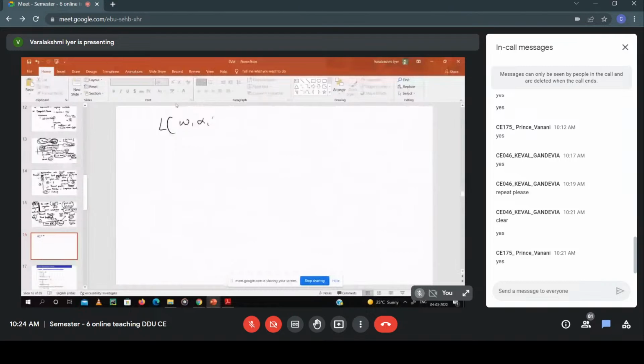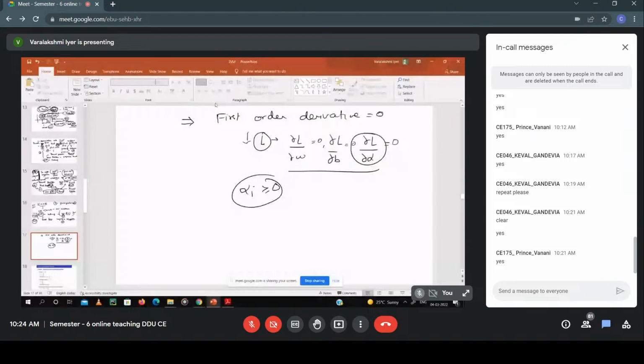The second KKT condition is that the value of the Lagrange multiplier is always greater than or equal to 0. The third KKT condition is that the value of g of w will be less than or equal to 0.